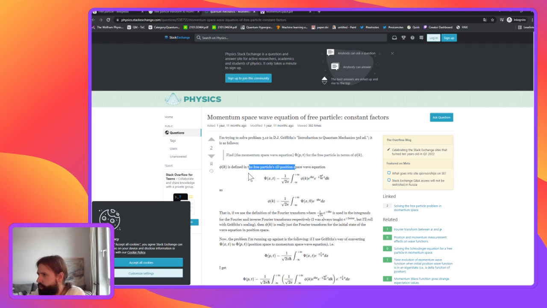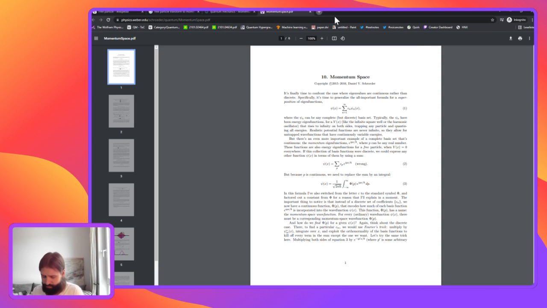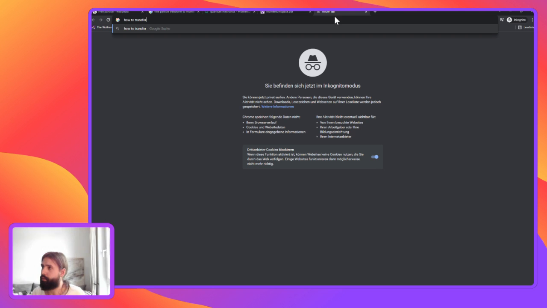Okay, so it's similar to these. You have to find the momentum space wave equation for the free particle, defined in 1D position space. Okay, so you have to do a Fourier transform. Is that what it is? How to transform between position and momentum wave function.